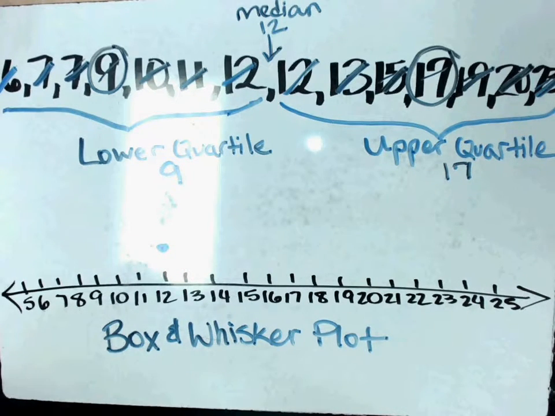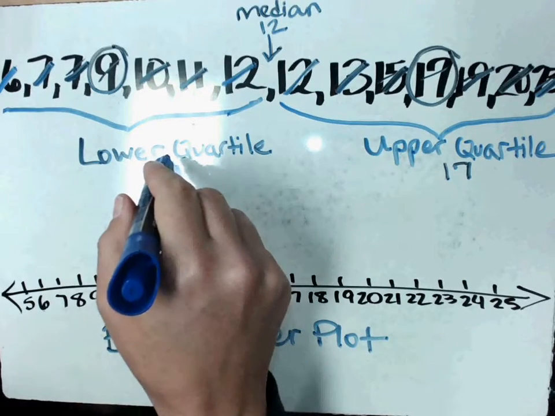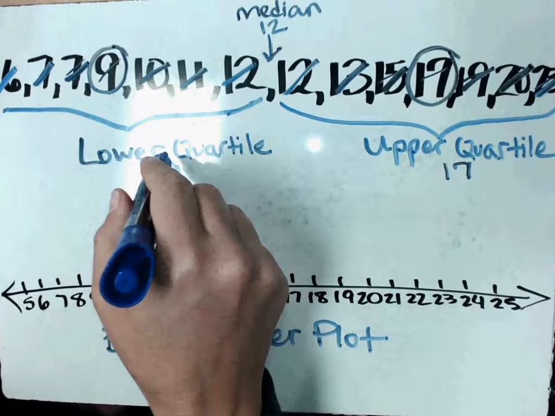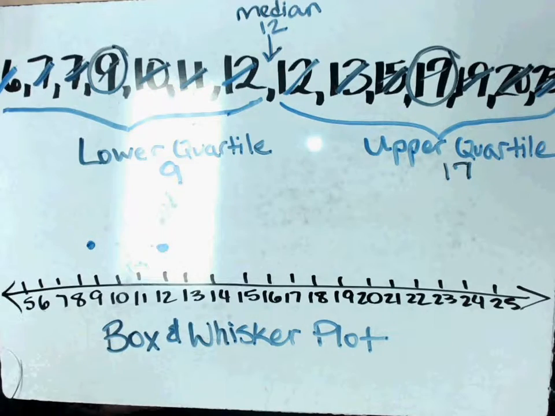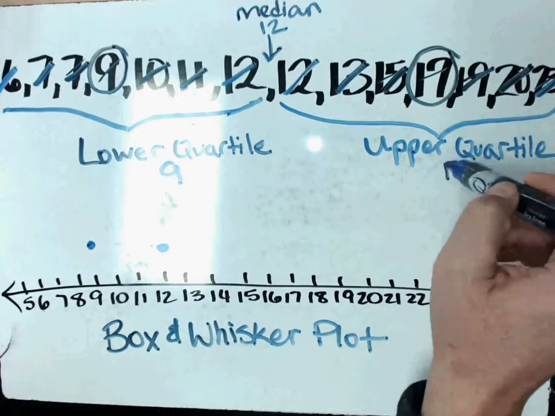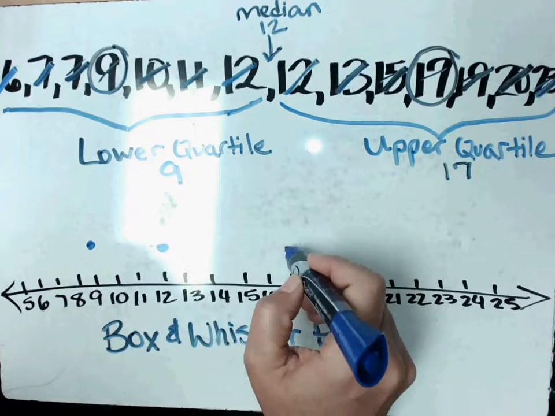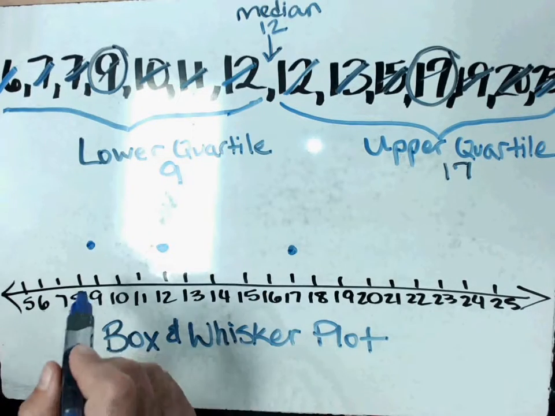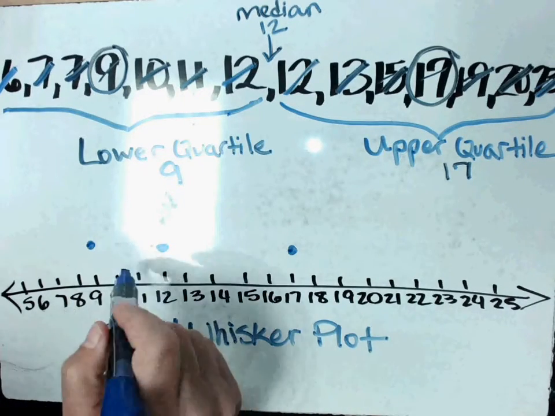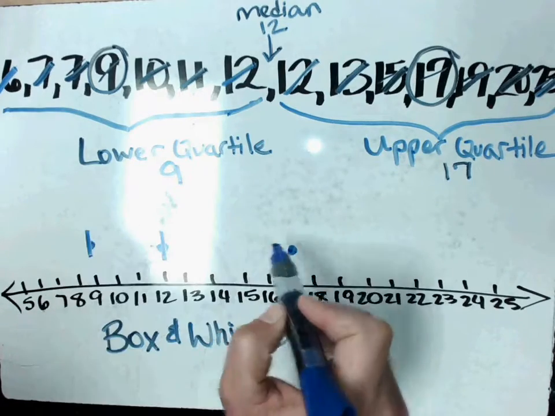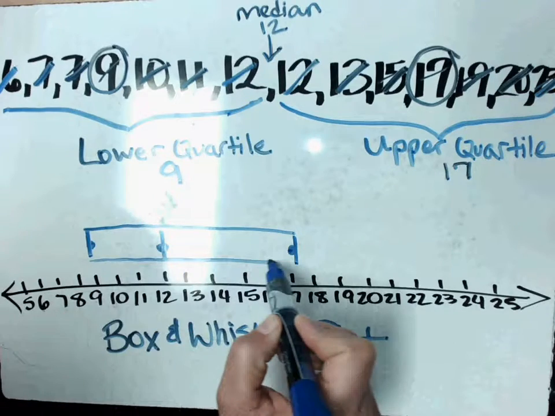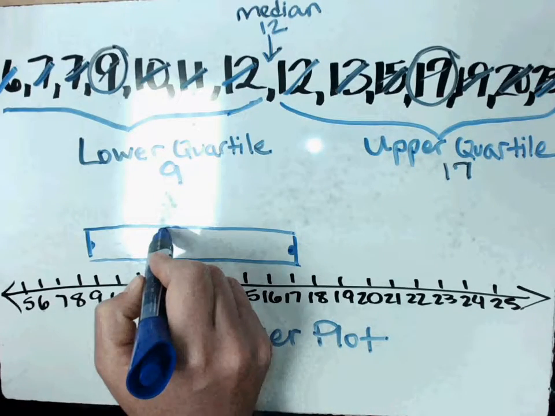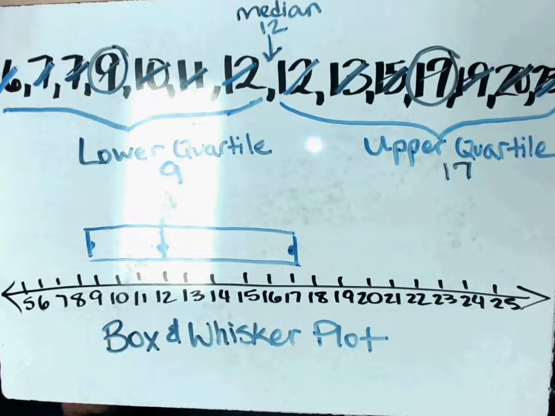Then we are going to put a dot at our lower quartile, which was 9. Okay, so we're going to put a dot above here, our lower quartile. Then we're going to put a dot at 17, our upper quartile, here. Okay, this is going to make our box. We're going to put a line here, a line here, a line here, and we're going to box those in with a rectangle. That's the box of our box and whisker plot.